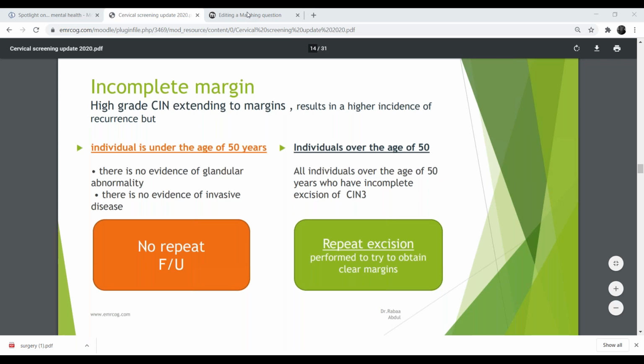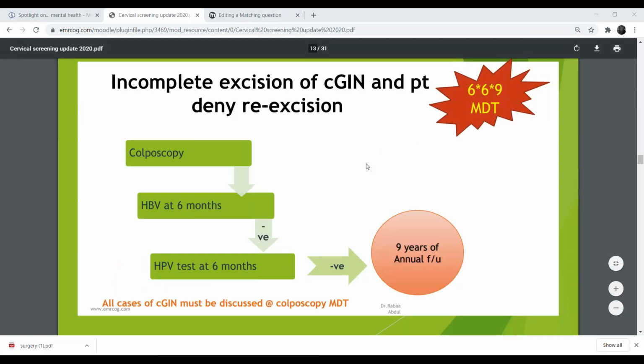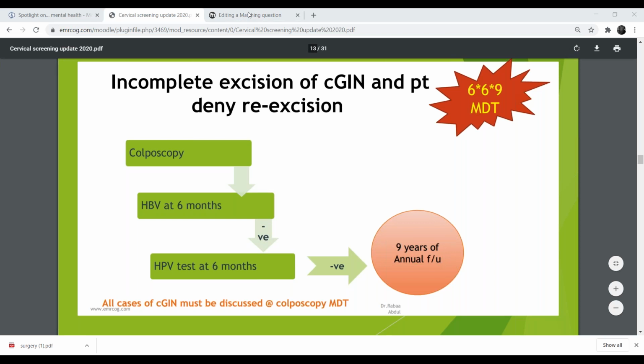The next case is also very important. It's the incomplete excision of CGIN and the patient denies re-excision. If the patient had incomplete excision of CGIN and she has denied re-excision, remember this patient will need colposcopy, she will need MDT, and her frequency should be HPV at 6 months. If negative, repeat the HPV at 6 months, and if negative, 9 years of annual follow-up.